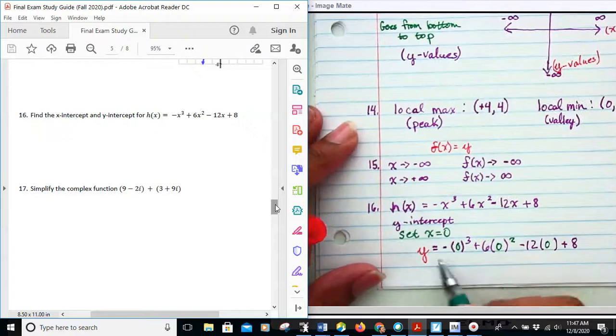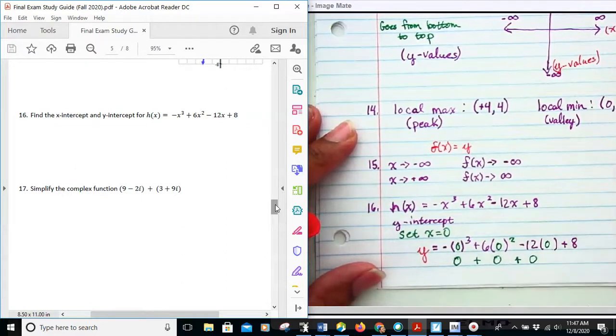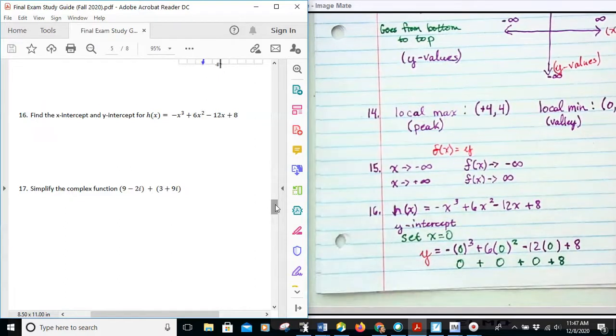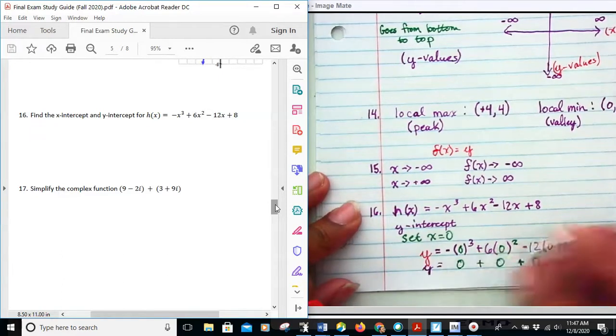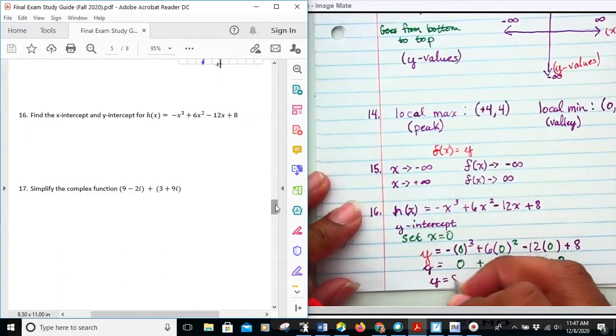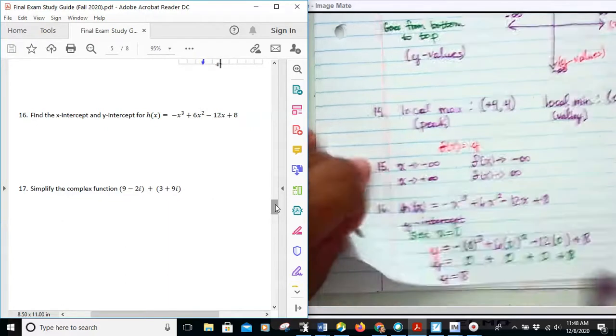All right, so here, this should give us 0 plus 0 plus 0, or you could say minus 0, doesn't really matter, plus 8 equals y. So here we get y equals 8. So our y-intercept is 8. Easy, we got that.